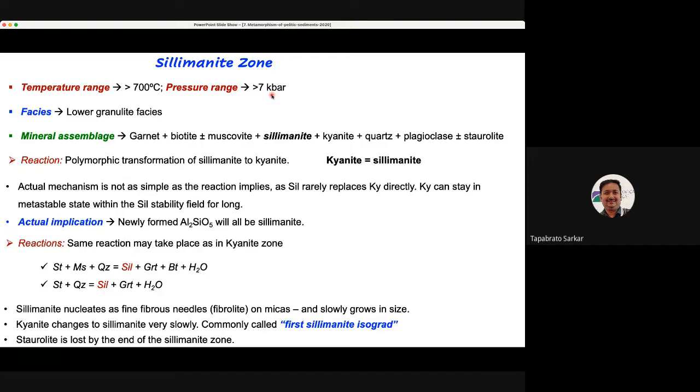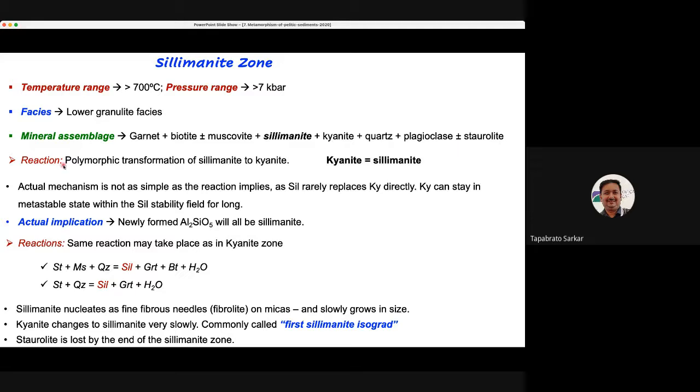the first sillimanite appears. Okay, so remember, if you see sillimanite in a pelitic rock, you can assume that it has reached the granulite facies condition. It may be lower, it may be higher, that we will come to. But the presence of sillimanite in a pelitic rock indicates granulite facies condition. Okay, so you have garnet, biotite, muscovite very little depending on the composition, but what you definitely have is garnet, biotite, sillimanite, kyanite, quartz, plagioclase. Staurolite can be there or may be completely gone.